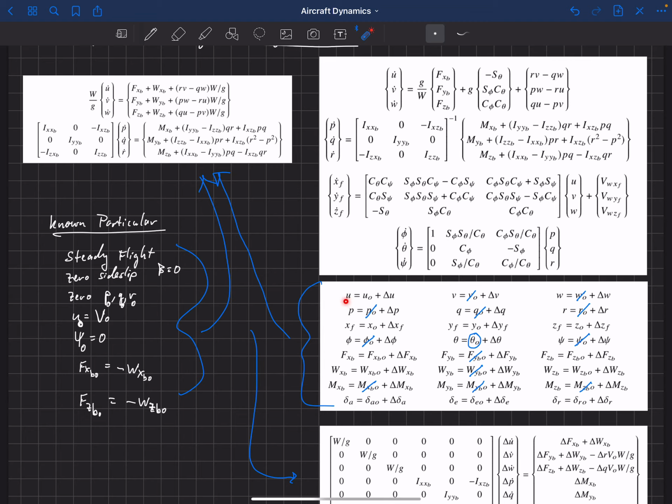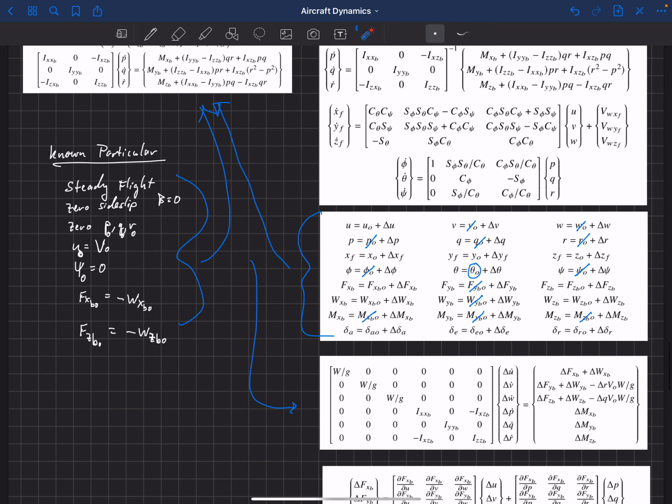Well, remember, U is equal to U naught plus delta U. Well, U naught is non-zero, right? So V naught and W naught were 0, but U naught is equal to capital V naught over here. So when we plug that in, you can see that term show up right here. We're going to get a delta R times a V naught, okay?